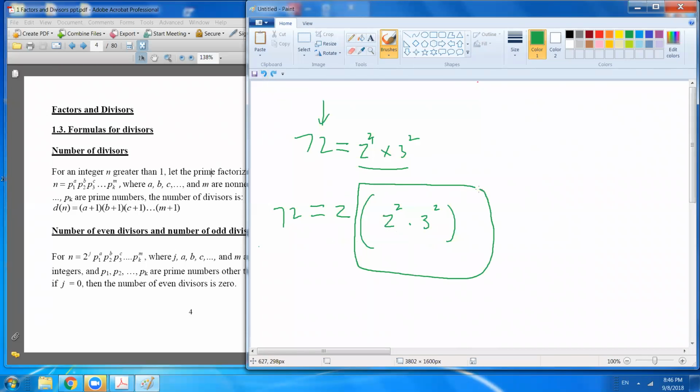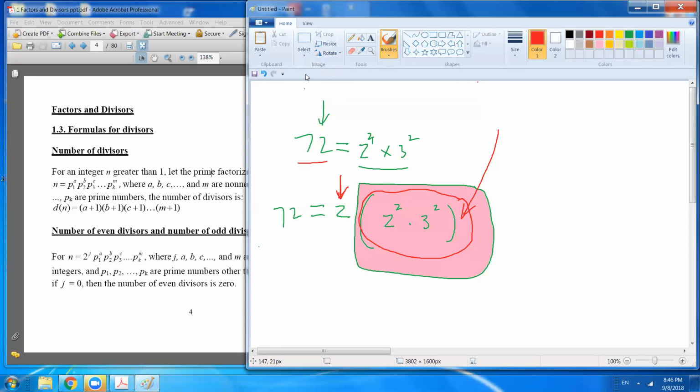So now, do you see, every factor inside this one after being multiplied by 2 will be even? So now our job is to calculate how many factors we get for this one. How many? 9. So the answer is 9. 72 has 9 even factors. Okay, good job. Take a 2 out.